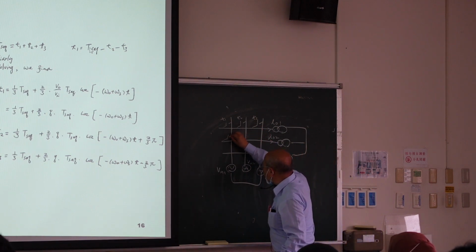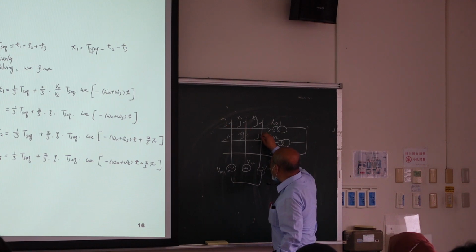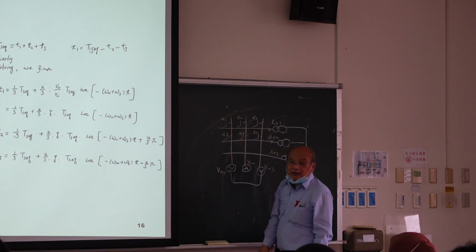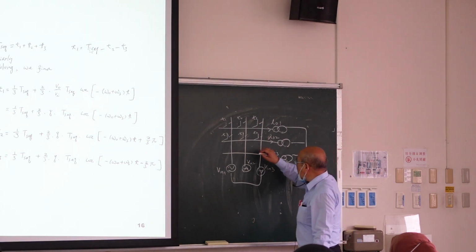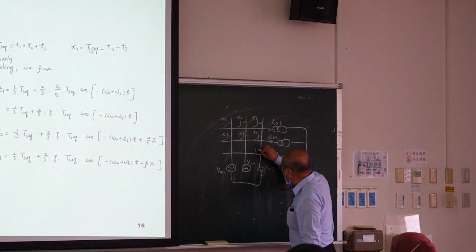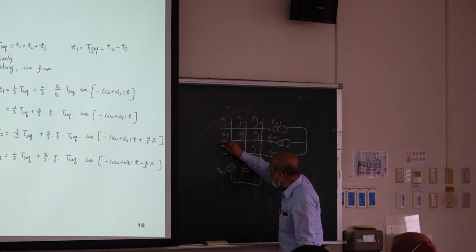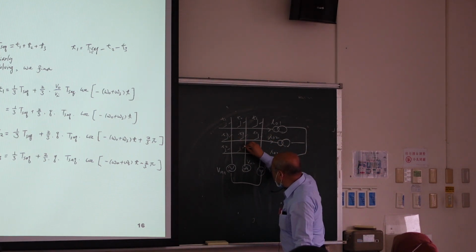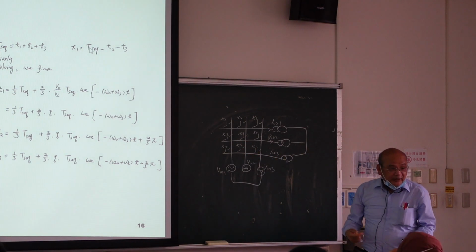How about the next one? Do you remember? T1 should move here, T2 should move here, T3 should move here, right? Shift 120 degrees. How about the next one? T1 should move here, T2 should be here, T3 should be here. So this is the switching function.